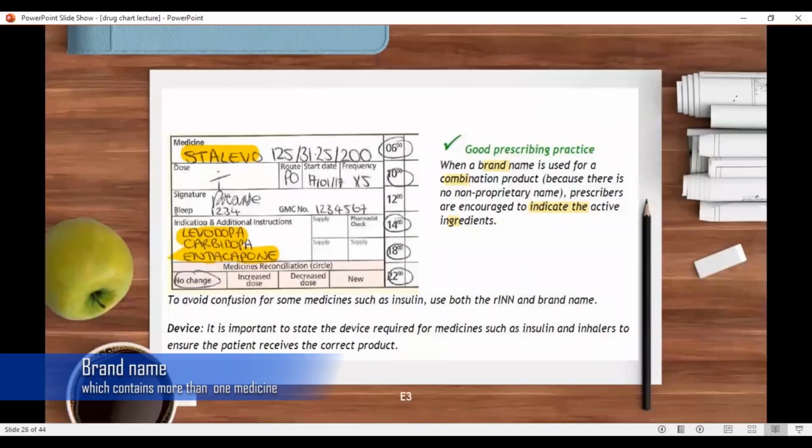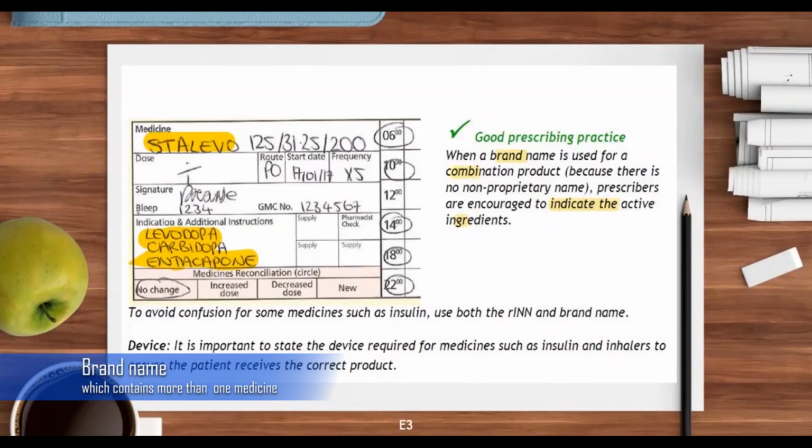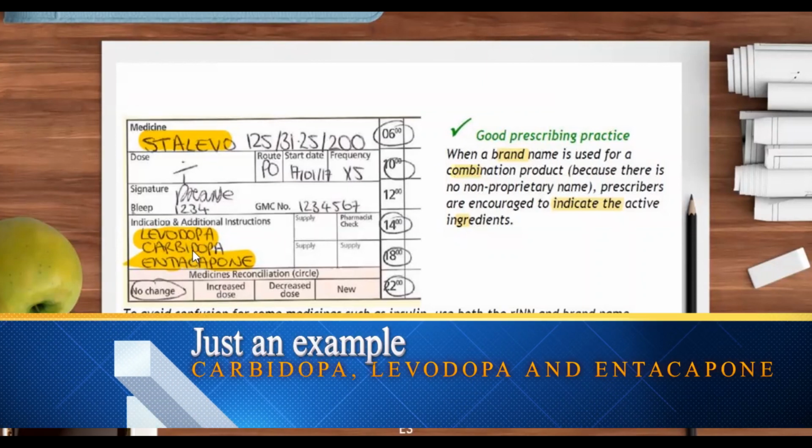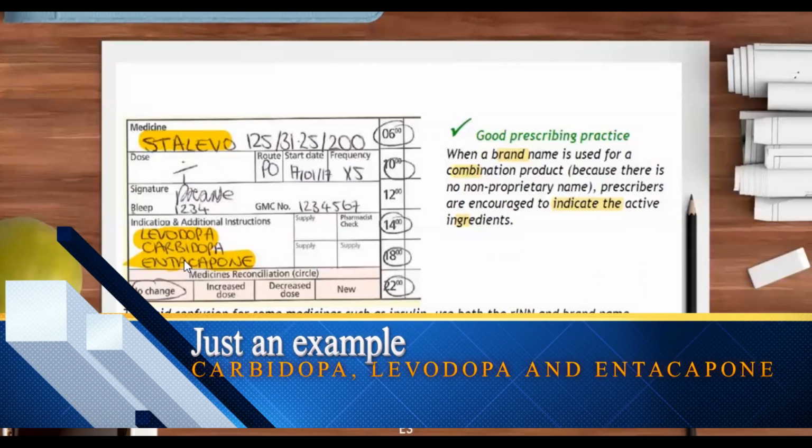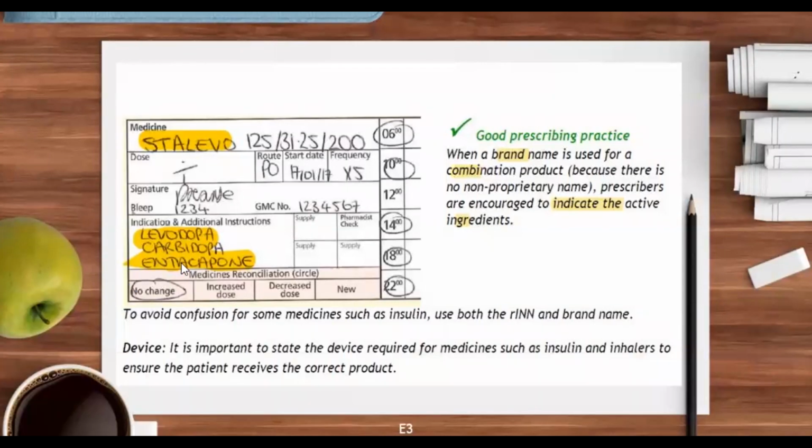The next one, Stalevo, is a combination medication. You have to write them in this part, as I highlighted here. So write the brand name and write what it contains.